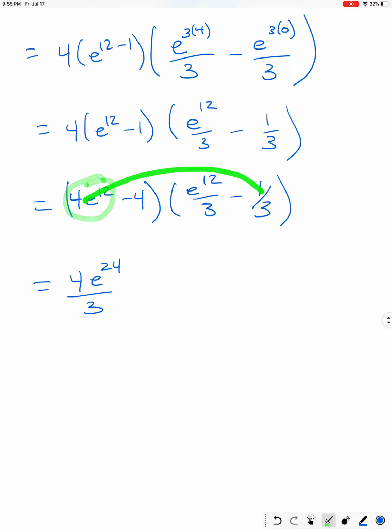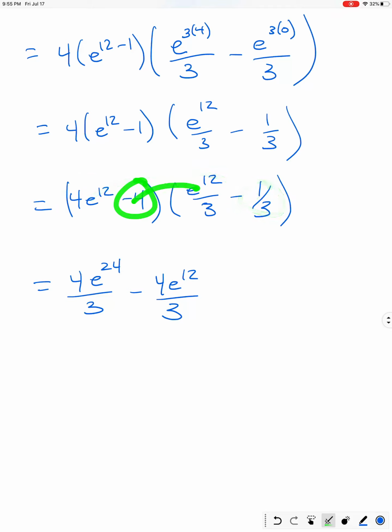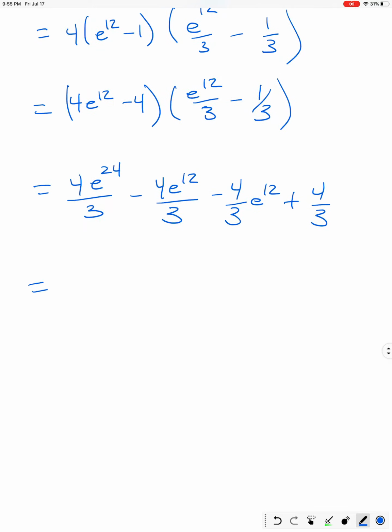Then I need to multiply 4 e to the 12th times minus 1/3, so minus 4 e to the 12th divided by 3. That's this term times that term. Then I need to take minus 4 and multiply it by e to the 12th divided by 3, so that's minus 4 divided by 3 e to the 12th. And then finally I have this term times that term, so that's plus 4/3. That's also correct, but I can simplify more.